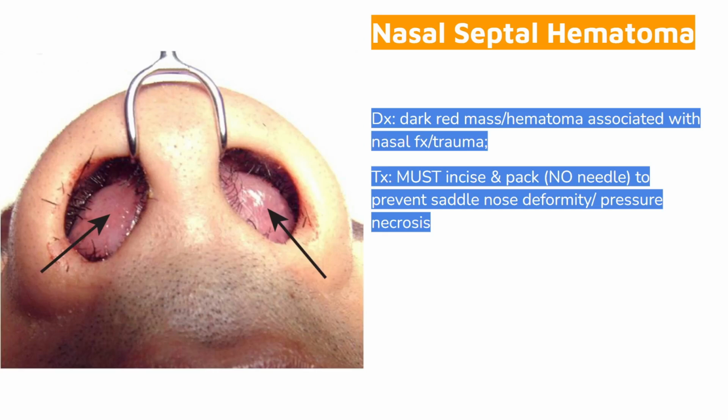Nasal septal hematomas, right? These are dark red masses or hematomas associated with a nasal fracture. You should incise these, right, and pack them to prevent saddle nose deformity and pressure necrosis in the future. Pretty easy to diagnose, actually, you just have to look.